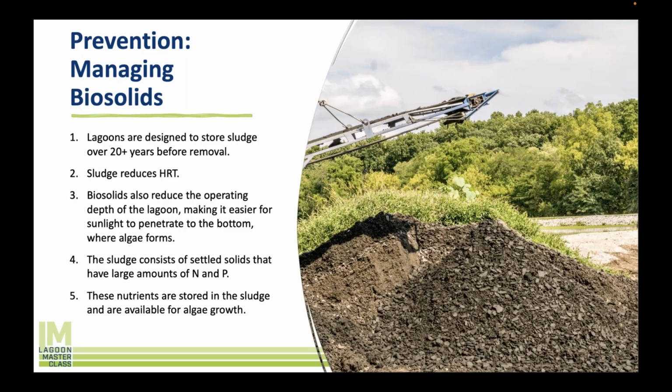And so it becomes a problem for several reasons. Number one is you've got nitrogen and phosphorus that have built up in that sludge, so you've got fertilizer there for the algae. Number two is that as that sludge builds up, it makes your lagoon shallower, right? So it is making it easier for the sunlight to penetrate down to the bottom and help form algae.